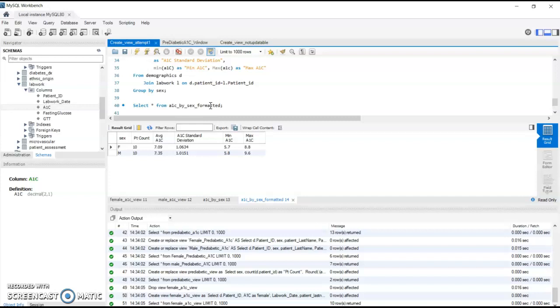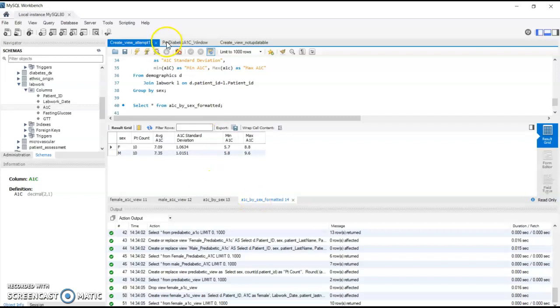So just looking at the data, comparing the two, my average for the females is actually a little bit lower. My minimum A1C is lower for females, and my maximum A1C for my males is higher. My standard deviation, however, is actually higher for the females, meaning that there is more variability for the values for females around the mean than for the males, even though the males' mean is a little bit higher.